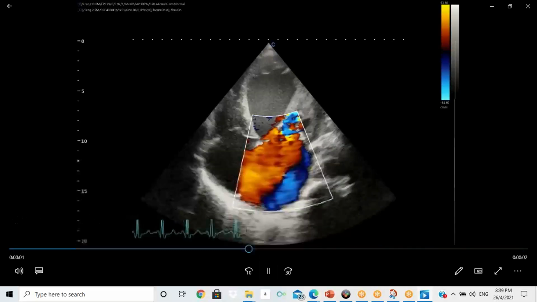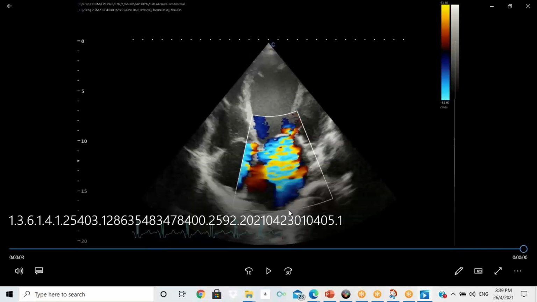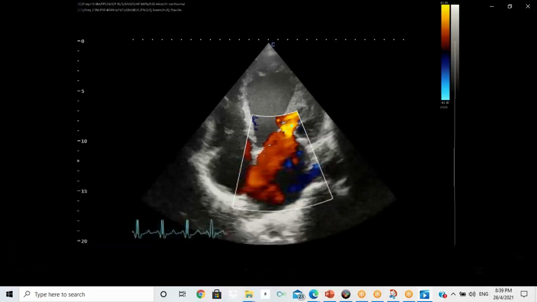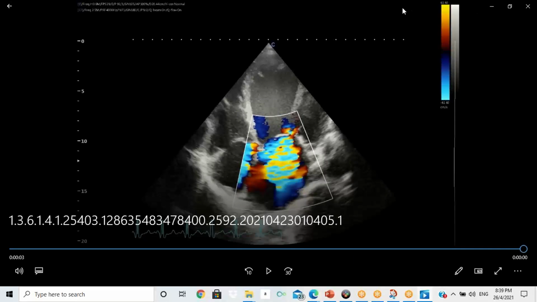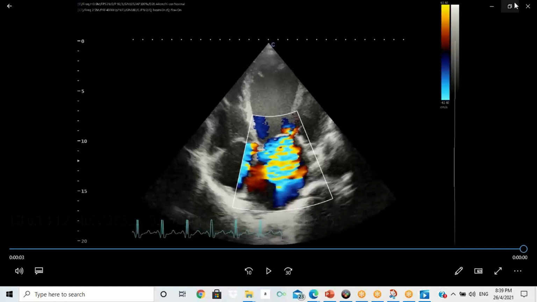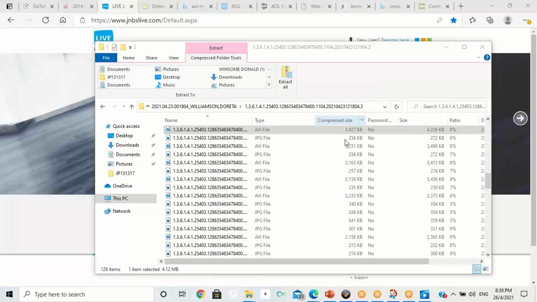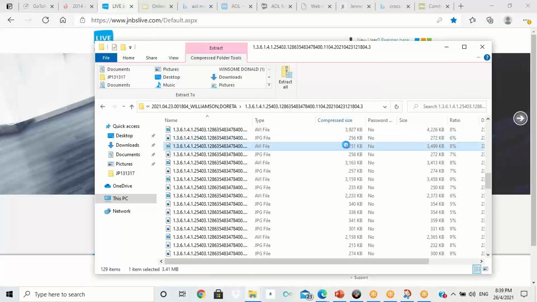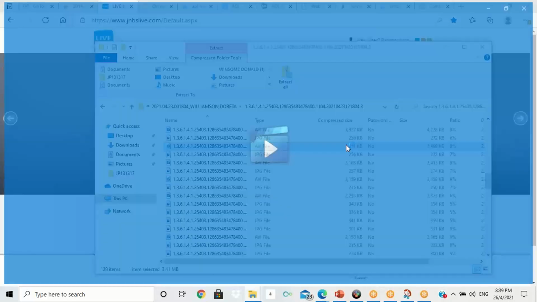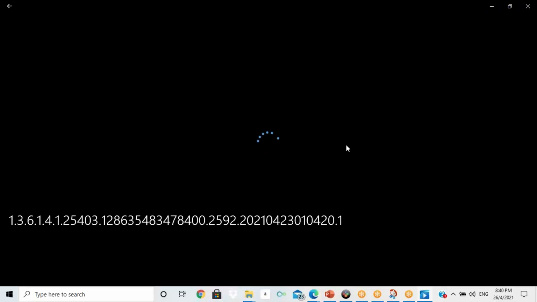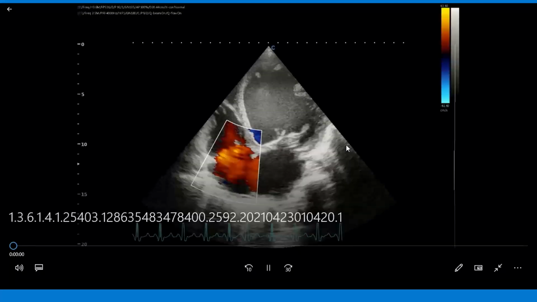I mean, you don't have to know anything about echo. This is a large regurgitation. Okay, it comes all the way back. So that's what mitral regurgitation looks like. So you identify it with a color, and then we have different modalities, different methods of quantification of the mitral regurgitation.